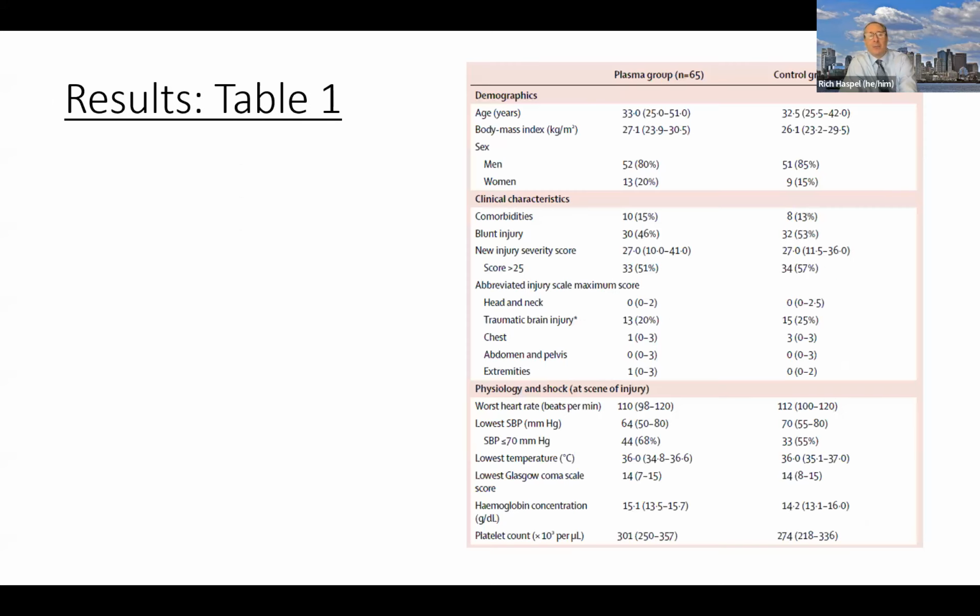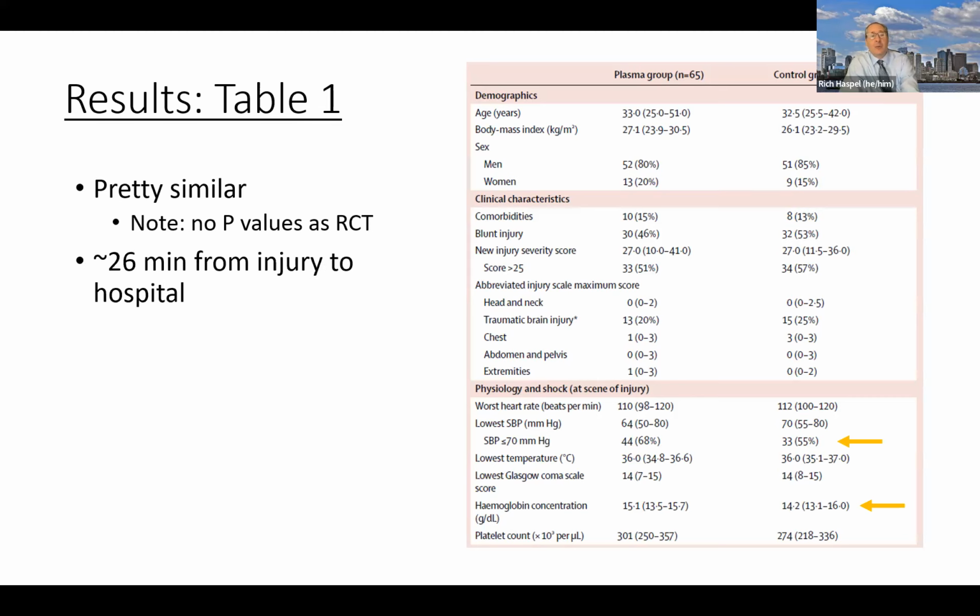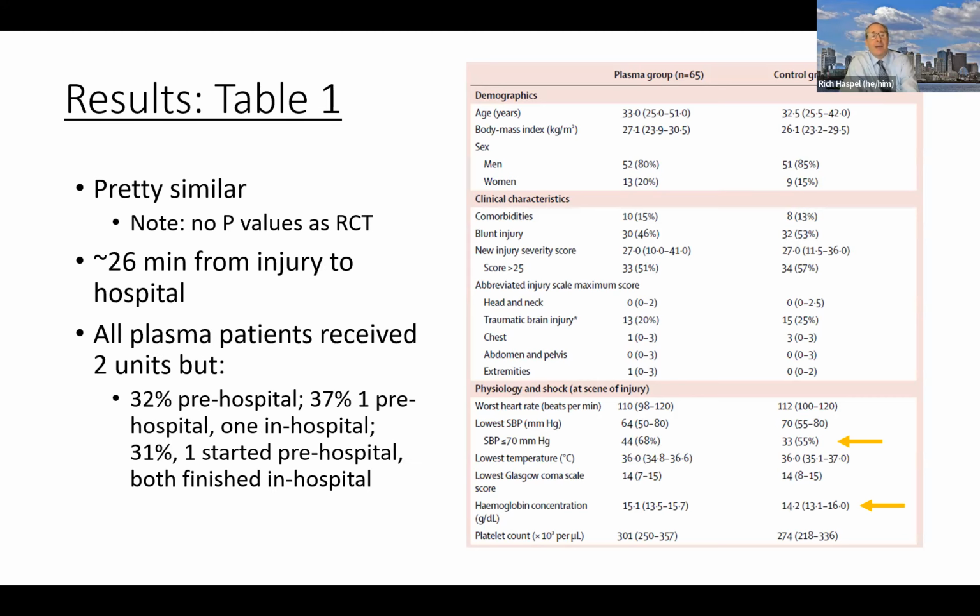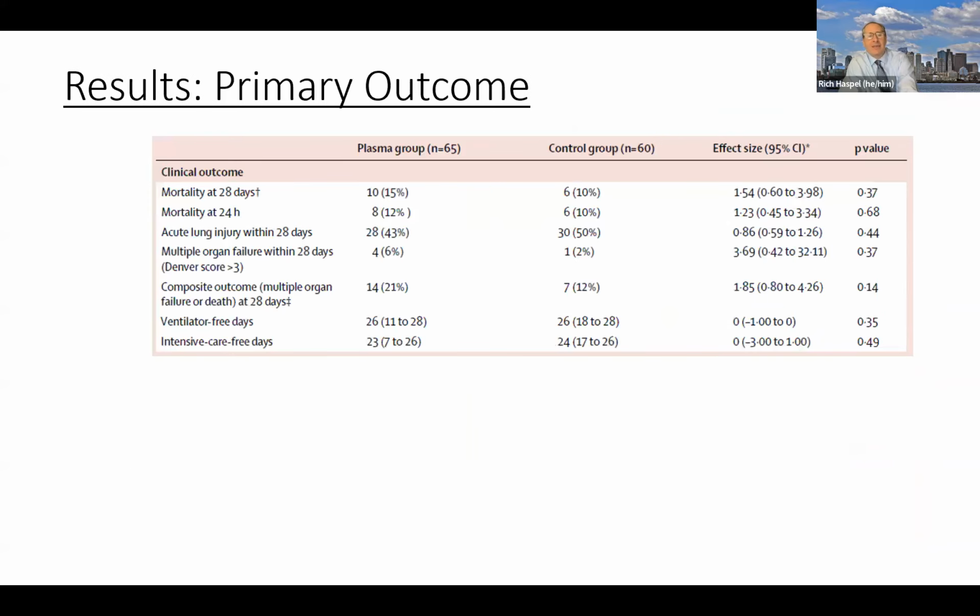Okay, and then table 1, they were pretty similar. There were some differences that perhaps might favor the control group, which I have arrows here. It's about 26 minutes from injury to hospital. And all patients received the 2 units, but some received 2 pre-hospital, some received 1 pre-hospital, 1 in hospital, and some only started pre-hospital, which illustrates some of the problems, right? You want to get people to the hospital quickly. It might be difficult to institute giving them transfusions, but they all received it, but not all pre-hospital.